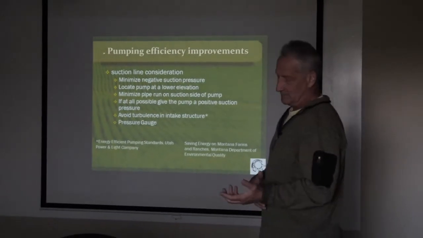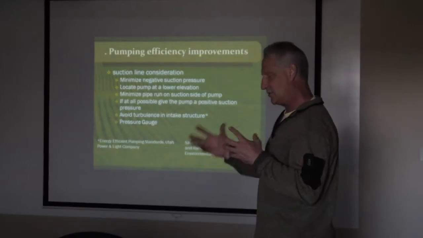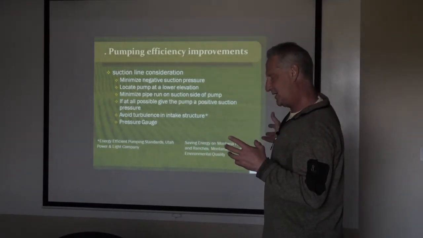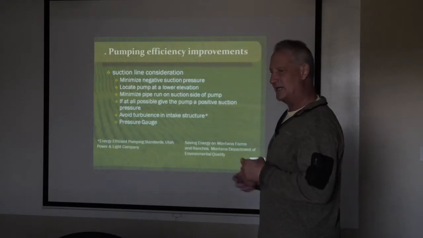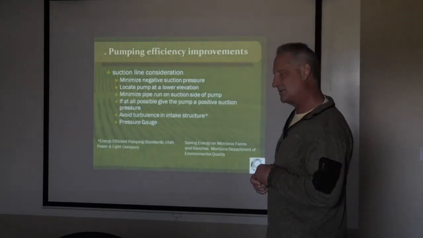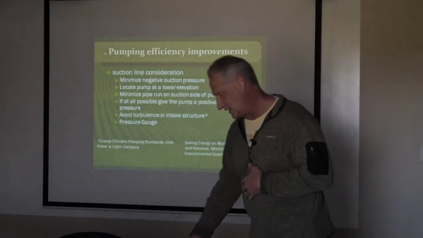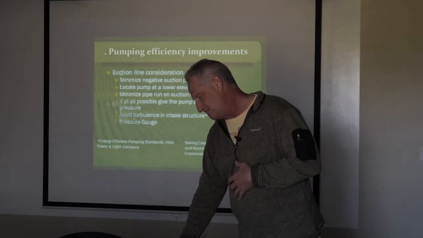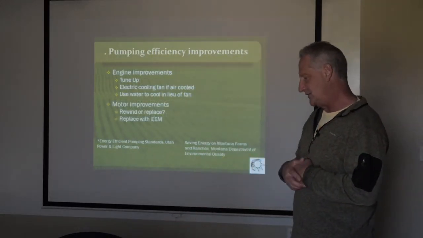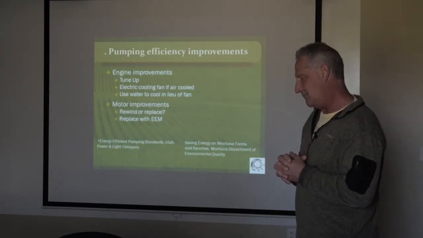They should have a pressure gauge on both sides of the pump. There should be a pressure gauge at the end of the pivot. More pressure gauges are probably handy, but those three locations at minimum should have pressure gauges. This is all in the energy efficient pumping standards from Utah Power and Light, by the way.